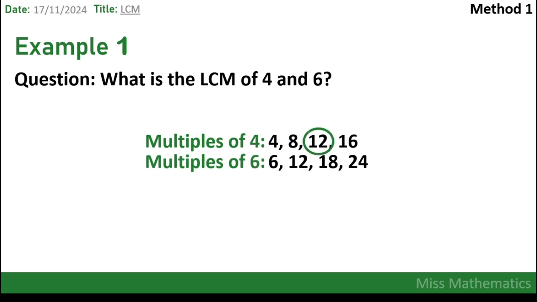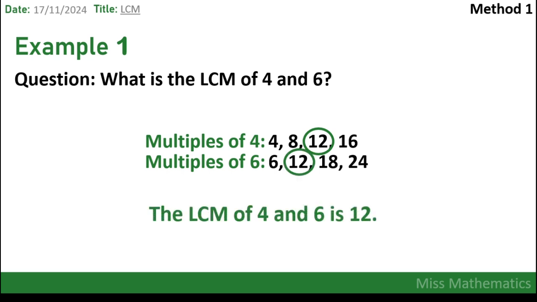Now we have to find a common multiple in both. So we can see that the number 12 is in both the multiples of 4 and 6. And this is the smallest common multiple of 4 and 6. If we kept listing the multiples of 4, we would find 24. And that is also a common multiple of 4 and 6, but it's not the lowest. The lowest would be 12. Therefore, we can say the lowest common multiple of 4 and 6 is 12.